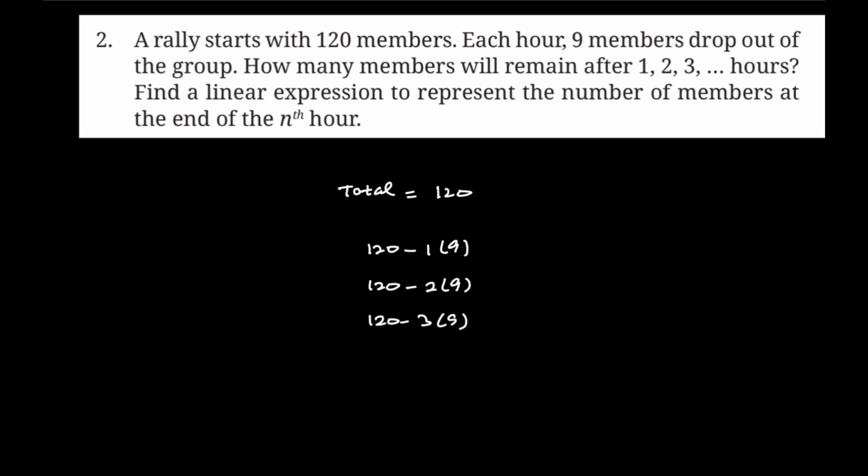Your question is to find a linear expression to represent the number of members at the end of the nth hour. So we can write the expression as 120 minus, at the end of the nth hour, n multiplied by 9. Now we can simplify this. 120 minus n multiplied by 9 is 120 minus 9n. So this is a linear expression to represent the number of members at the end of the nth hour.